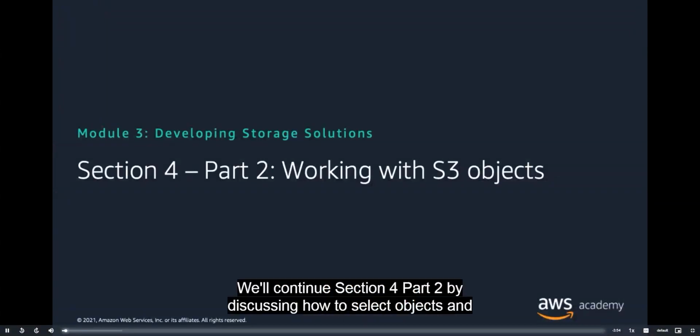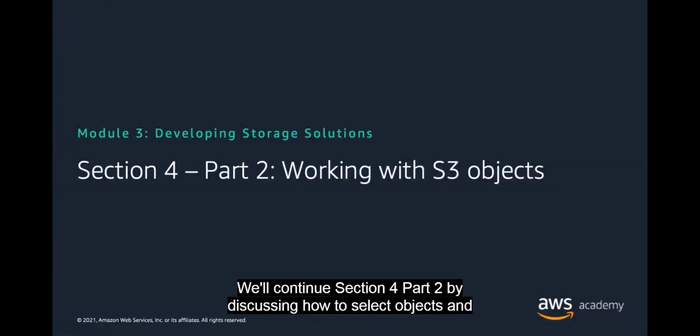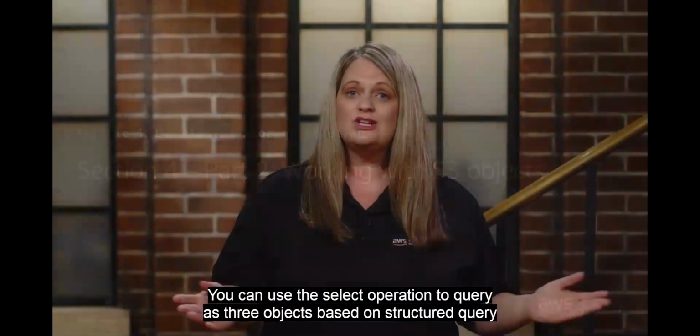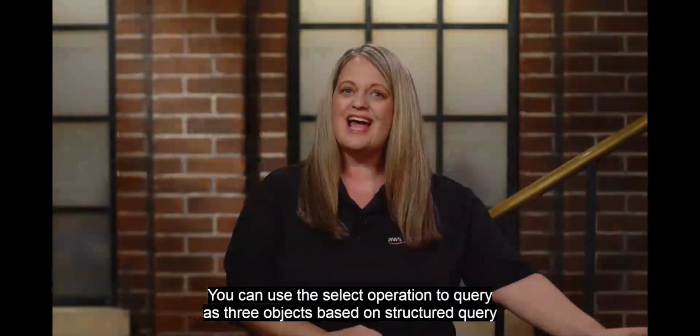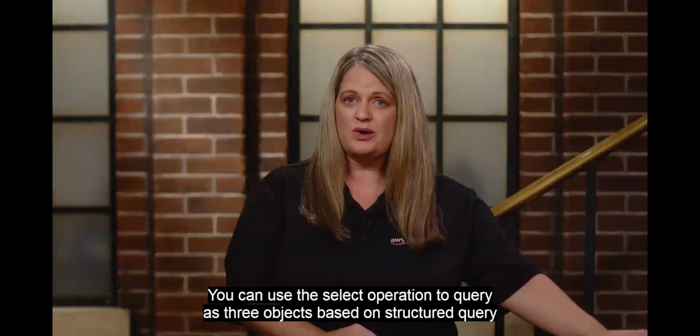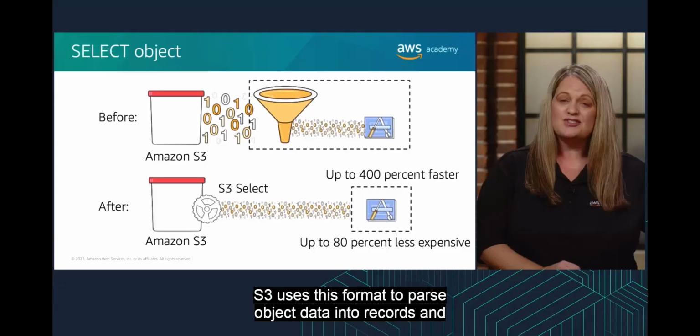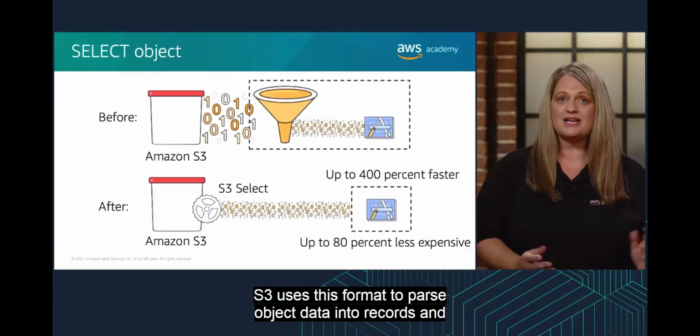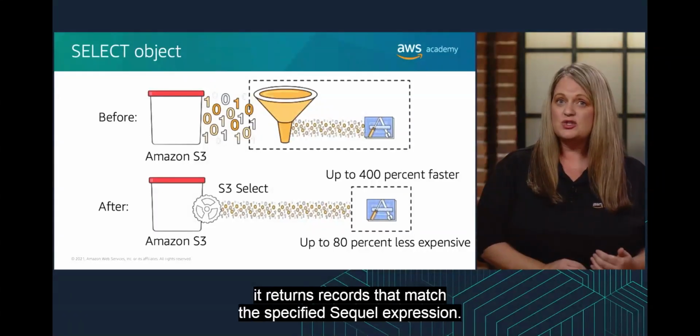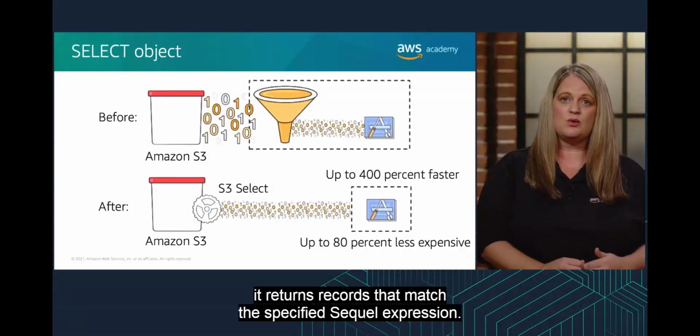Welcome back. We'll continue section 4, part 2 by discussing how to select objects in Amazon S3. You can use the select operation to query S3 objects based on structured query language or SQL. S3 uses this format to parse object data into records, and it returns records that match the specified SQL expression.